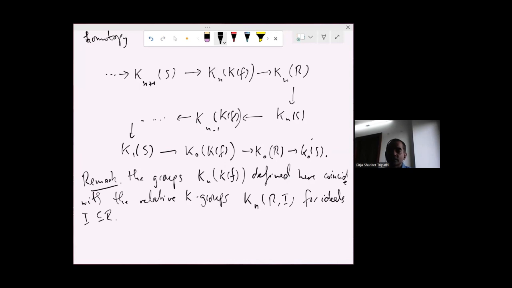Okay, good. So with this we have at least one construction of higher algebraic K theory. Now let's move on to Quillen's Q construction that gives another description of K theory. Now, do you have any questions so far?